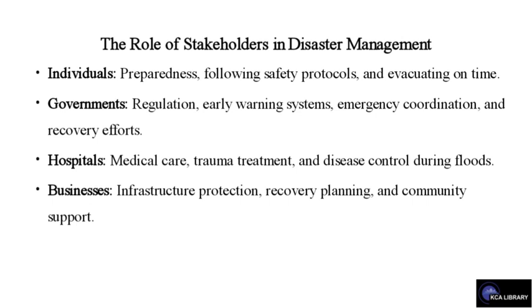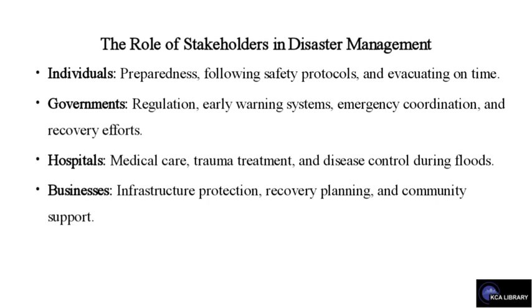So on their end, an individual should be prepared for these natural disasters. Now, what about the government? For the government, there should be regulation, early warning systems, emergency coordination, and also recovery efforts. What does this mean? It means that on the part of the government, there should be regulation in place to ensure that once this thing happens, this is what should be done, right? This is what should be carried out.